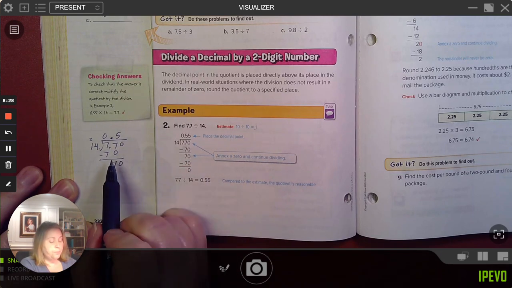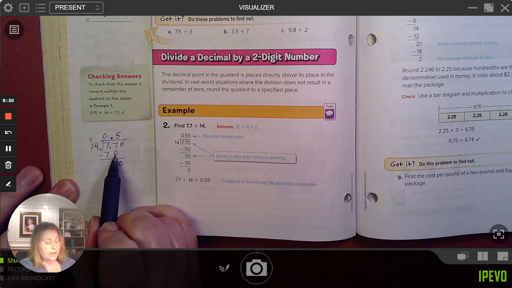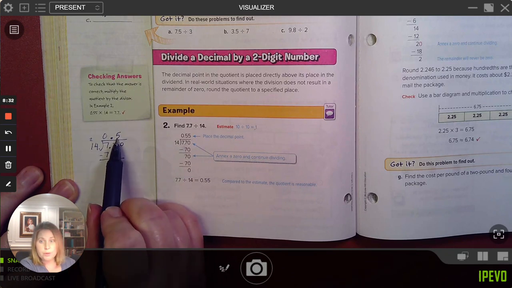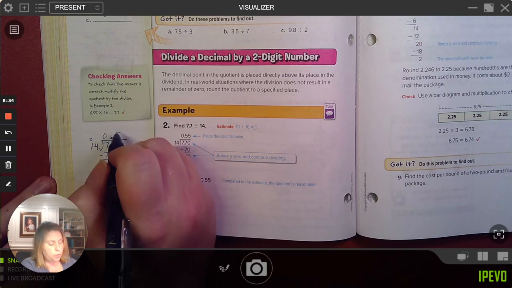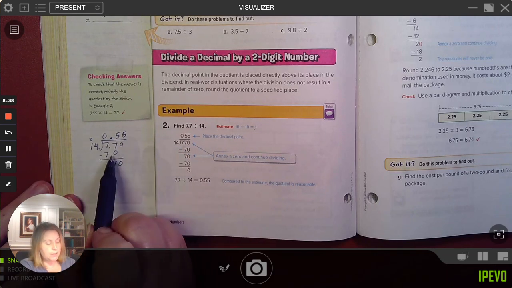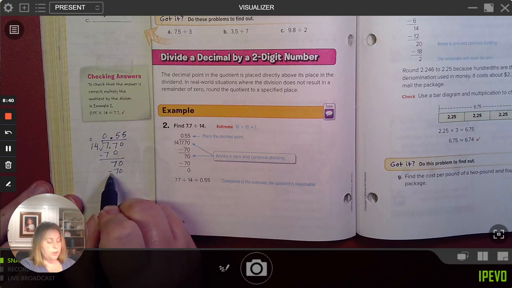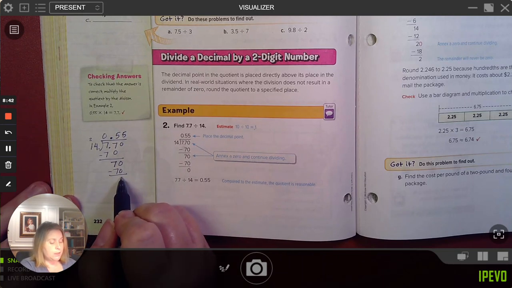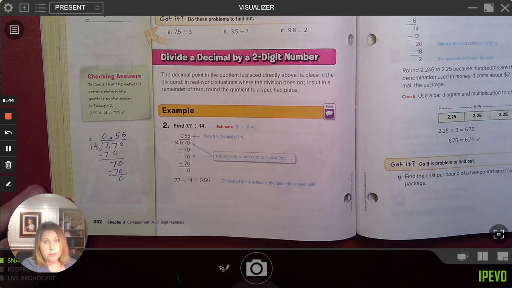And I already had a 70 here exactly with this 5, so I don't have to really think about that. I can just know that that's going to be a 5 again. So I already did 14 times 5 and I got 70. So I'm just going to write that down. 70 minus 70 is 0. So then I know I'm done with my division problem. So my answer is 0.55.